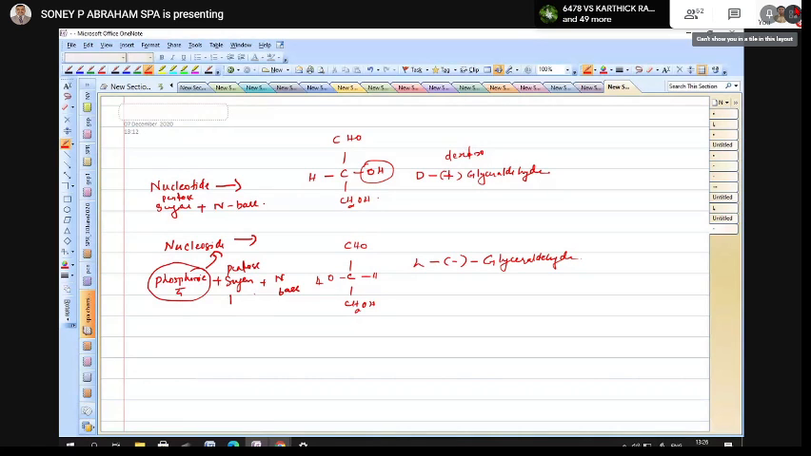Sir, the nucleoside is only pentose sugar plus nitrogen base. Sir, I think you have written opposite. Nucleoside. Yeah, you're right. Nucleoside is this one. Nucleotide is this one. Good. Thank you.